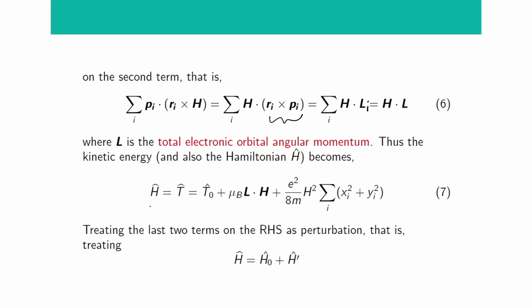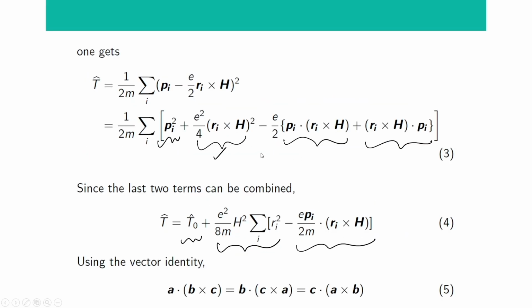And so, in absence of any interaction, the Hamiltonian can be written as T equal to T0, which is without a magnetic field. And then you have a term like that, and then an H squared term coming from this term, the term that you see there. Okay, it is because of this term that you see an H squared term.